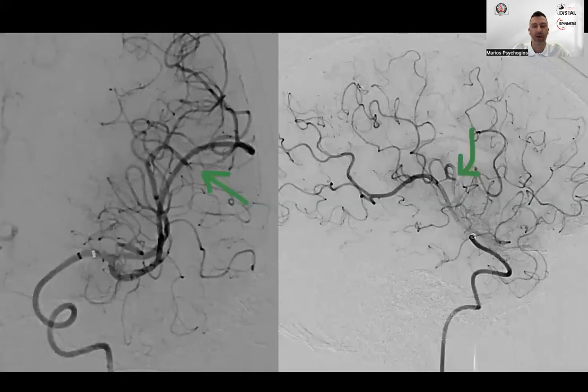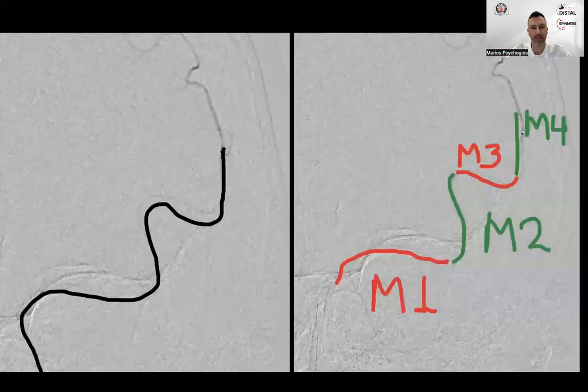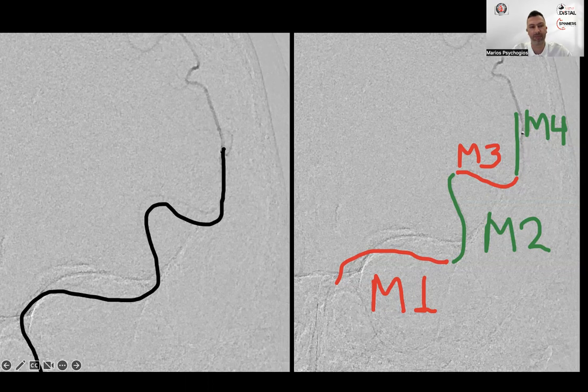If we're talking M2, if we're going a bit more distally to the M3s, then I can see also other problems. This is a typical case, M3 occlusion. You can see there mid M3 after the insular curve. Let's describe a little bit the anatomy there. Again, you can see that with the new catheters, you can go all the way to the M4 with your microcatheter. In this case, it was a Headway Duo long.